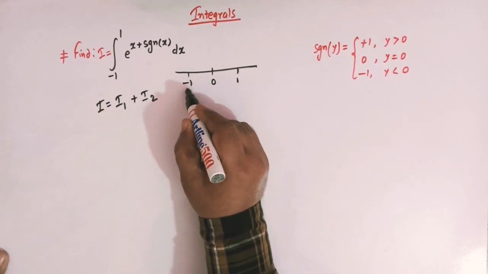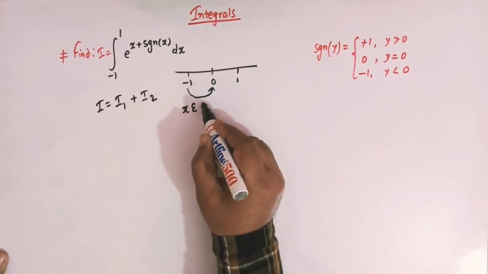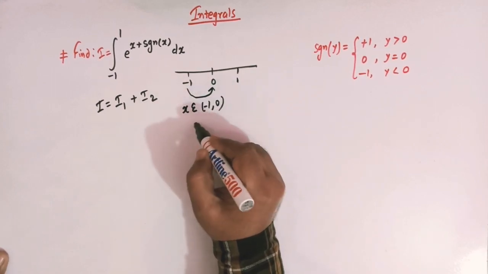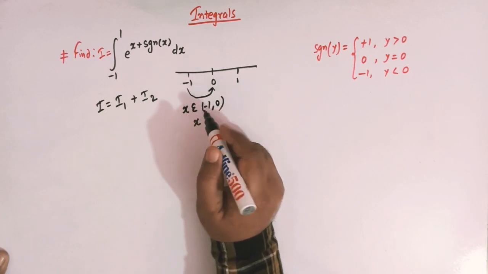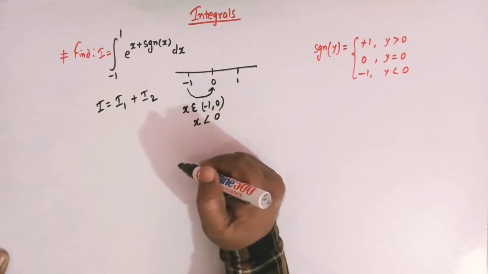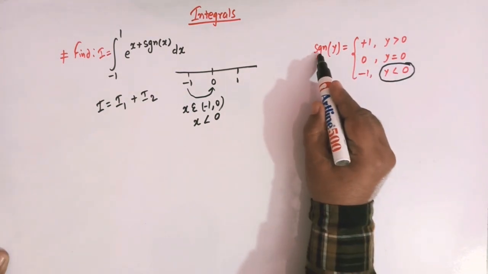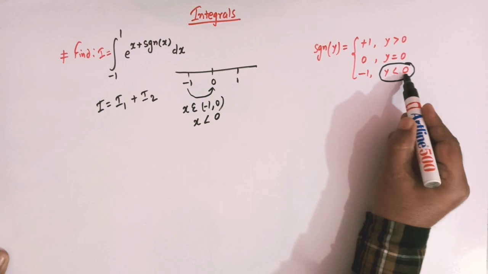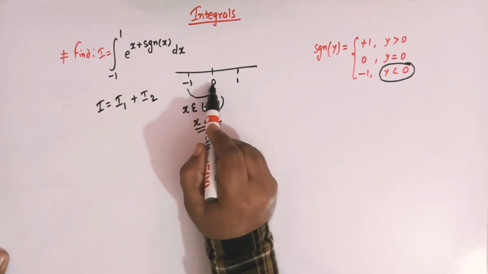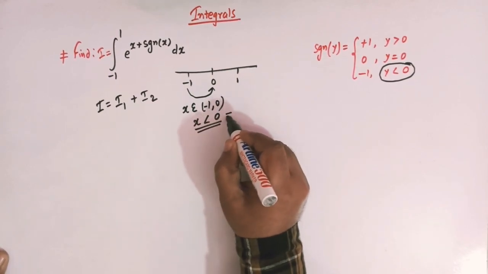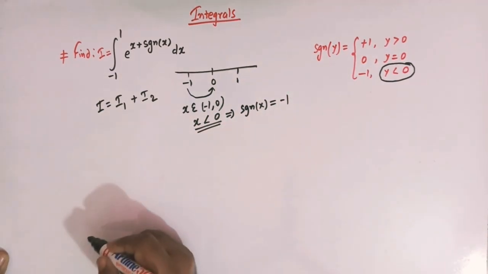First we take -1 to 0. When x belongs to this interval, all the values of x in the interval -1 to 0 are less than 0. So here we have the condition y less than 0 for the signum function, that is x less than 0 from -1 to 0. So when x is less than 0, signum of x takes the value -1.